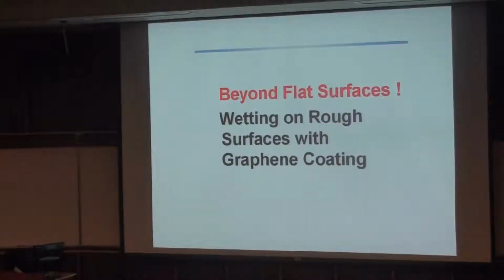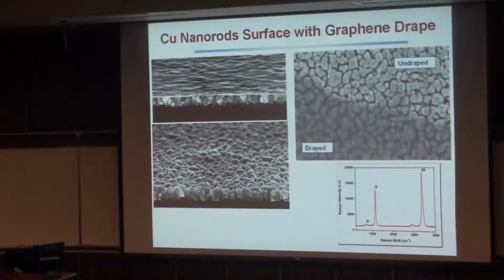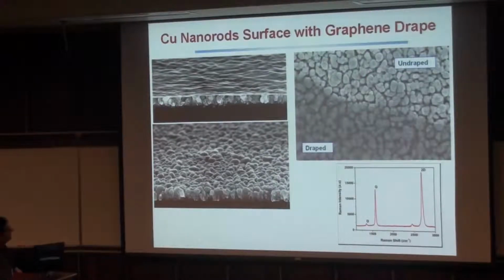Now, beyond flat surfaces, we've also looked at rough surfaces. And here's an example of a rough copper nanorod surface. And we coat it with graphene like this. And this is like a graphene drape, right? And the question is, what does graphene do to the wetting behavior of this surface? So obviously, it will not give you wetting transparency because this underlying surface has entrapped air pockets. It's very hydrophobic. And the graphene is actually less hydrophobic than this surface. So the graphene wetting will take over, obviously. So you don't see transparency.